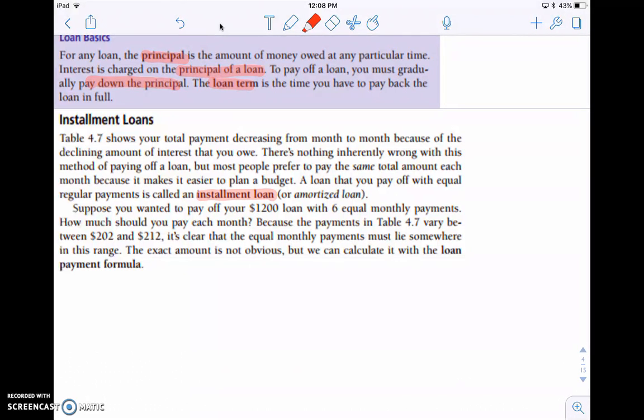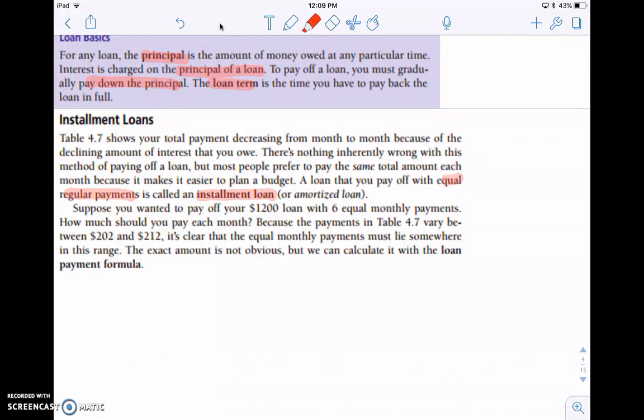in this idea of what's called an installment loan: a loan that you pay off with equal regular payments. Again, those are equal regular payments. It's called an installment loan. Sometimes an amortized, holy cow, that's a hard word to say, amortized loan. If you look at the word amortized, it basically means to kill off. So you're just trying to knock down this loan.